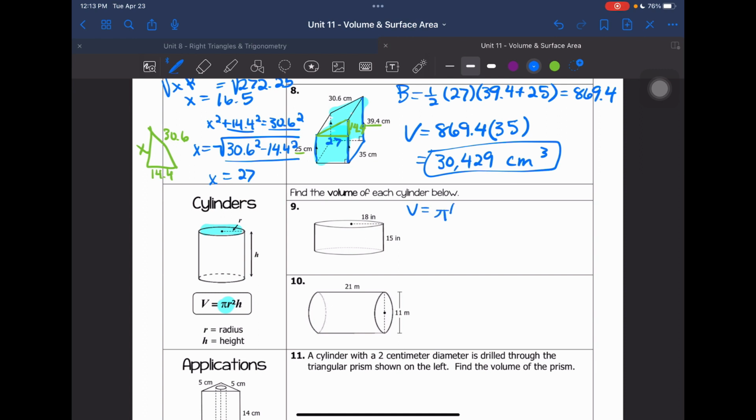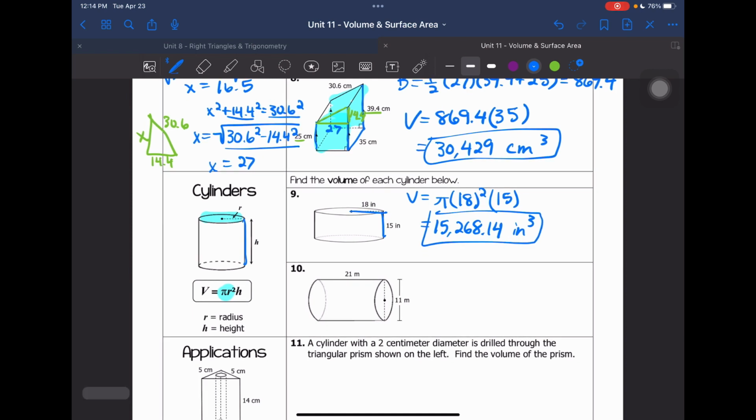We're going to do pi times our radius, which is 18, and then square that, times the height, which is 15. The height here can still be thought of as the line that connects the two bases, which in this case are the two circles. So the volume for this comes out to 15,268.14 inches cubed.